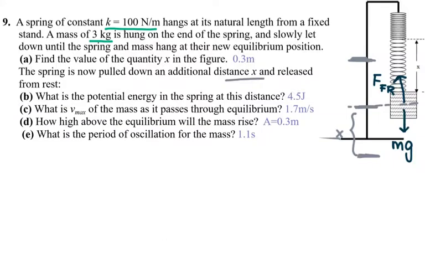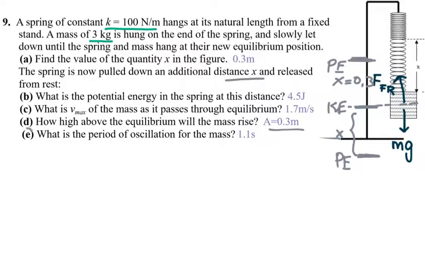For the next part, they ask how high above the equilibrium the mass will go, and because potential energy goes to kinetic energy and goes back to potential energy, x is also going to be 0.3 meters. And then what is the period of the oscillation of this mass?